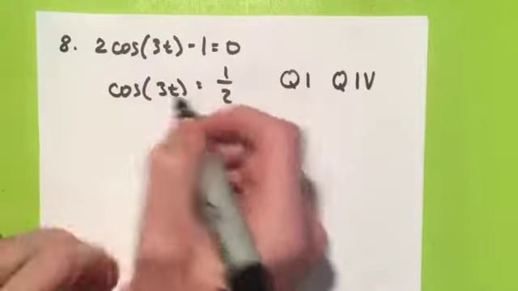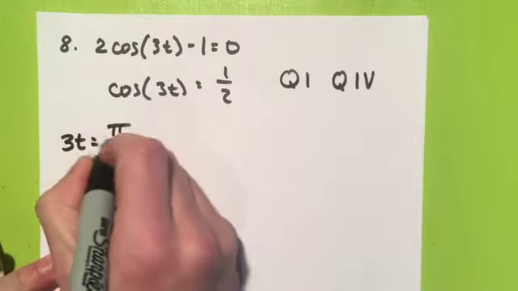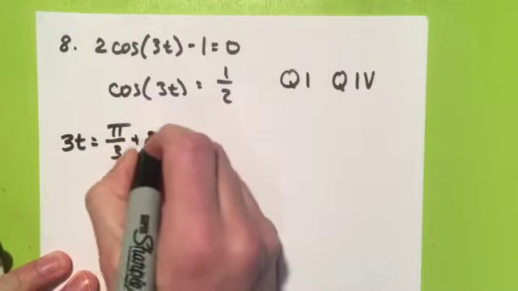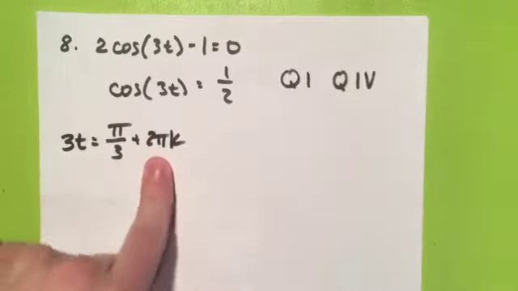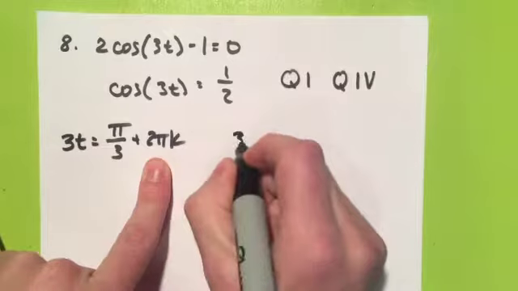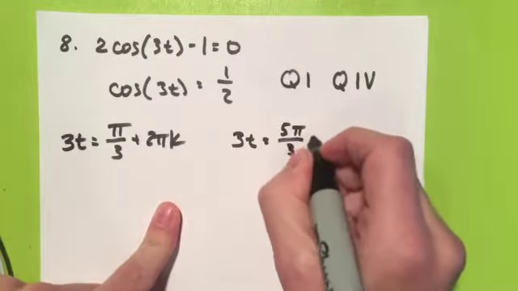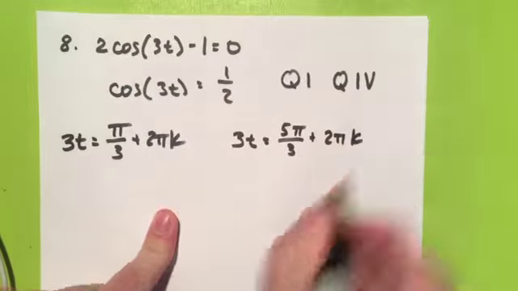But the inside is 3t. We're going to have 3t equals pi over 3 plus 2 pi k. 2 pi because the period of cosine is 2 pi. Or we have 3t equals 5 pi over 3 plus 2 pi k.